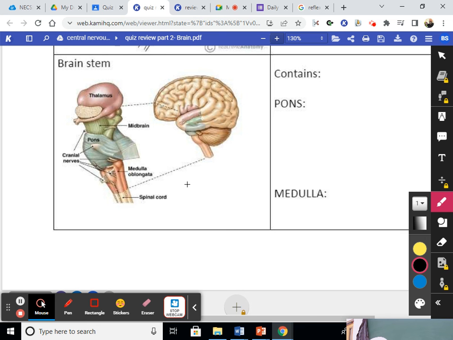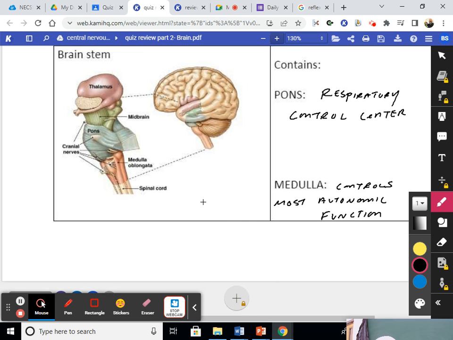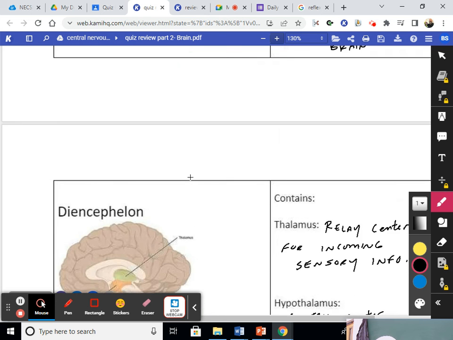All right. The pons is the respiratory control center. Sometimes when we're running, we have to increase our breathing rate. That's the pons doing that. And then the medulla controls most autonomic functions. All the things that we don't have to think about that are happening inside the body. Your digestion, your blood pressure, things like that. All right, so that's pretty much about it for the brain right there.